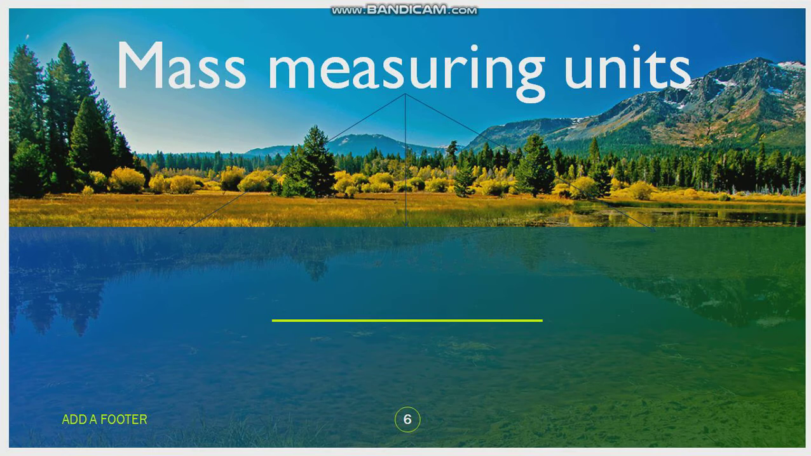When you go to buy tomato or apple, you say to the seller, I need what from apple or tomatoes? Yes, good. I need 1 kilogram of apples or 1 kilogram of tomatoes. So the mass has units. So mass measuring units: kilogram.